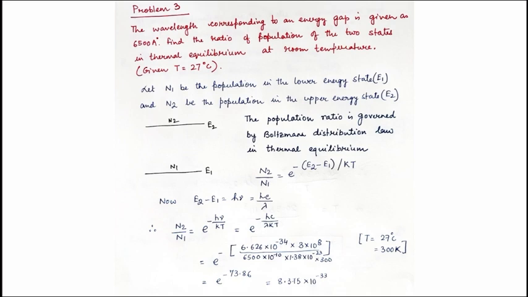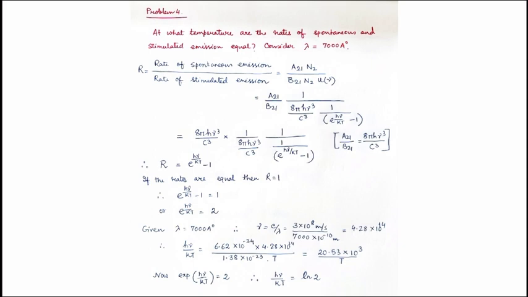We have the Boltzmann constant, we know the temperature, and we know the Planck constant. We know the velocity of light, and lambda is also given. So everything is given. We put all the values and we get the population ratio as 8.375 into 10 to the power minus 33. So this is problem number 3. Let us move on to the next problem.